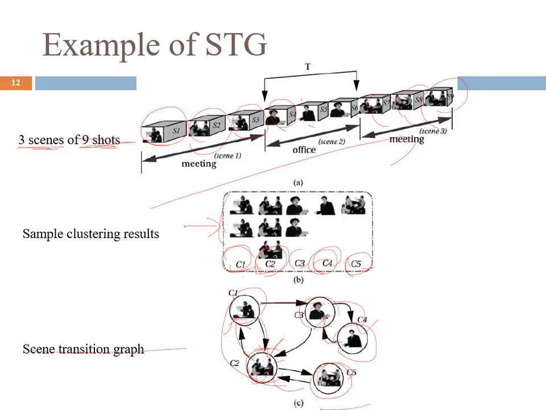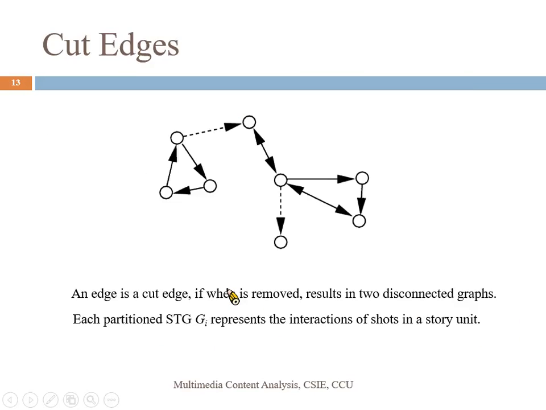So this is the whole STG describing the structure of the video. Okay, the structure represents visual similarity as well as temporal, the time flow of the video. So based on the STG, we try to segment the STG so that each subgraph may represent a video scene. So how do we divide the STG?